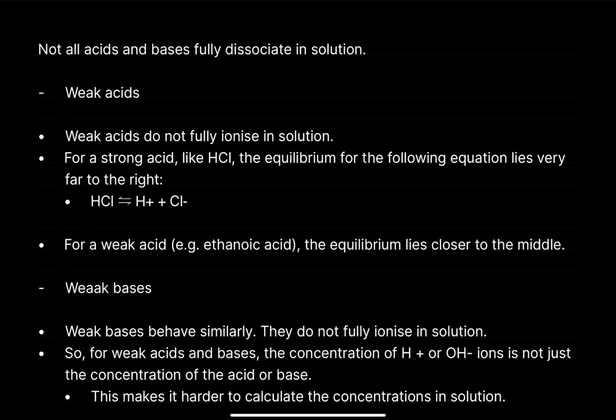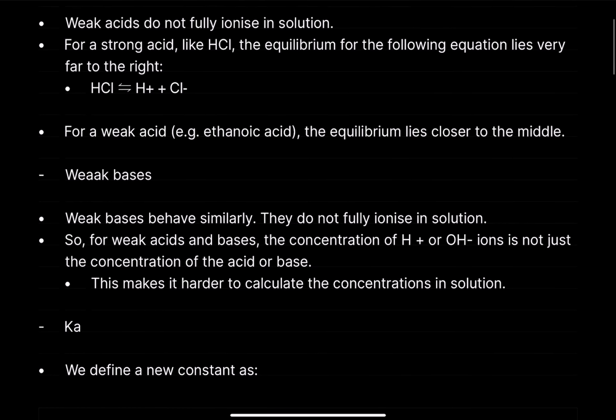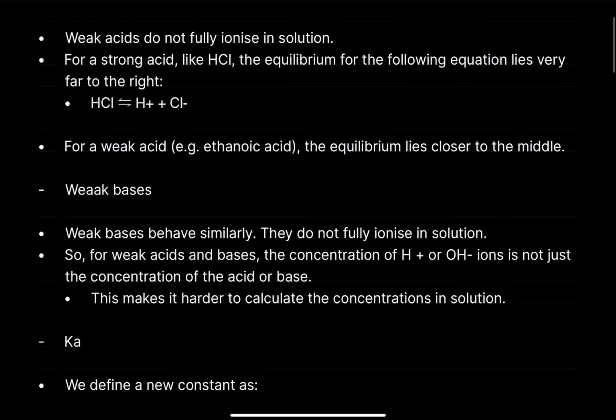So, not all acids and bases fully dissociate in solution. Weak acids don't fully ionize in solution. For a strong acid like HCl, the equilibrium for the following equation lies very far to the right. So HCl dissociating into H plus and Cl minus, the equilibrium will be far to the right because it's a strong acid. Whereas for weak acids, for example, ethanoic acid, the equilibrium lies closer to the middle.